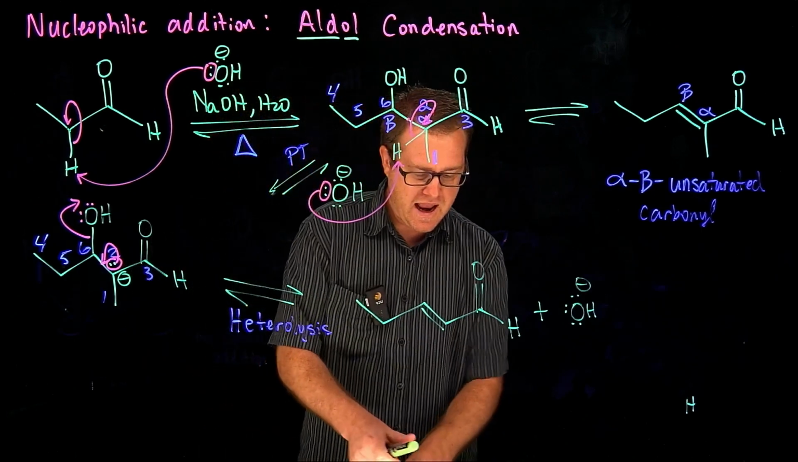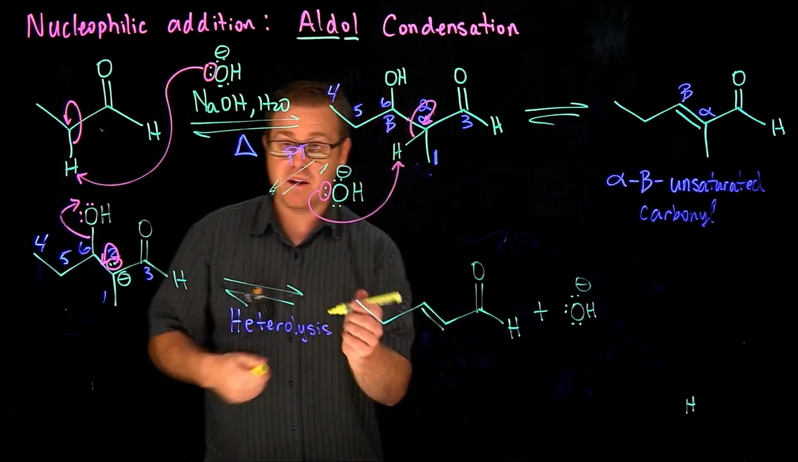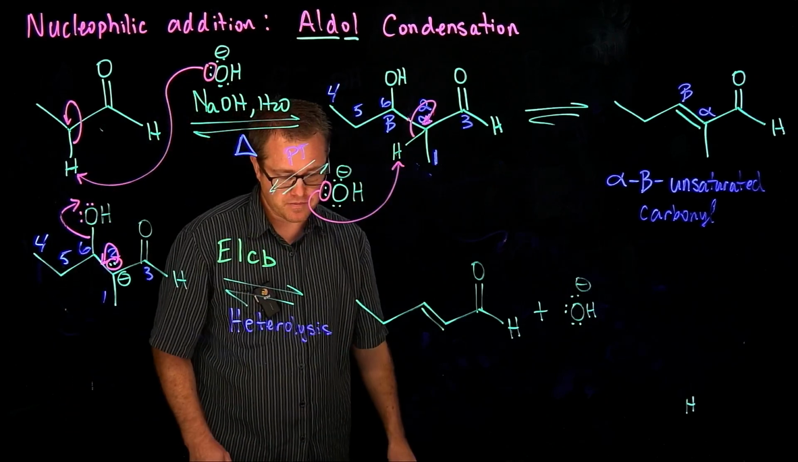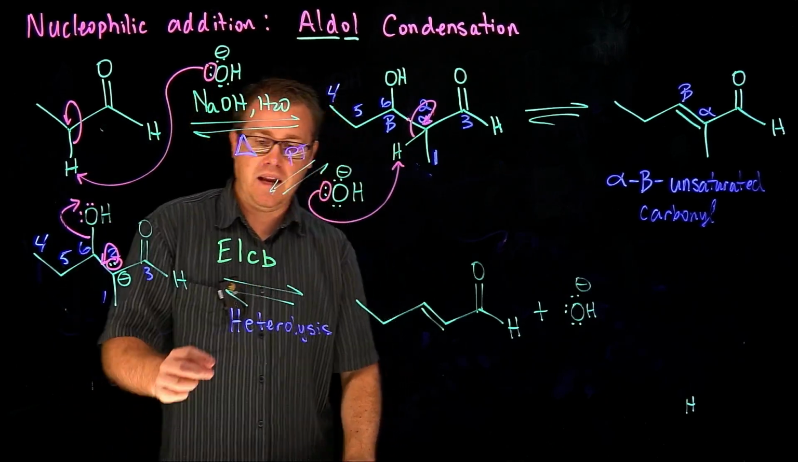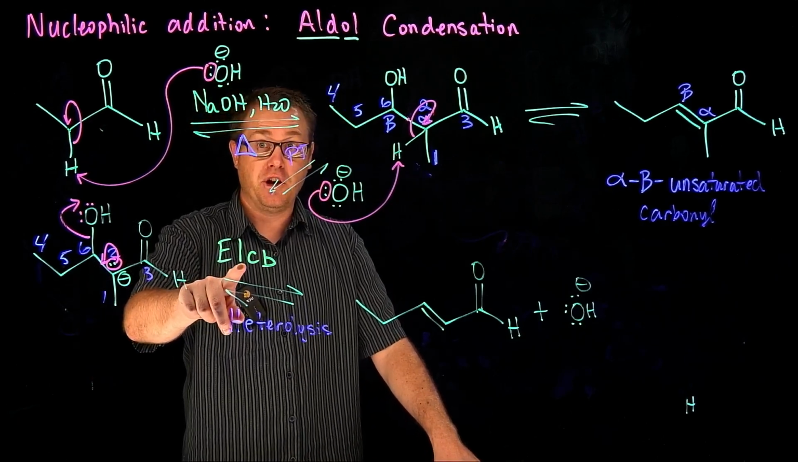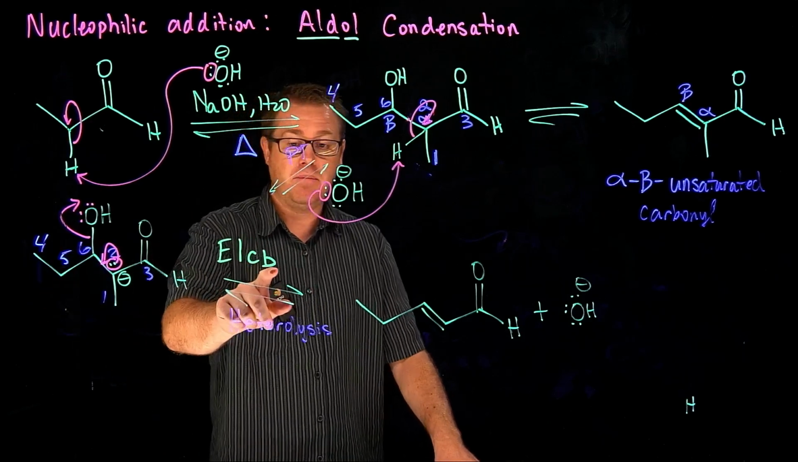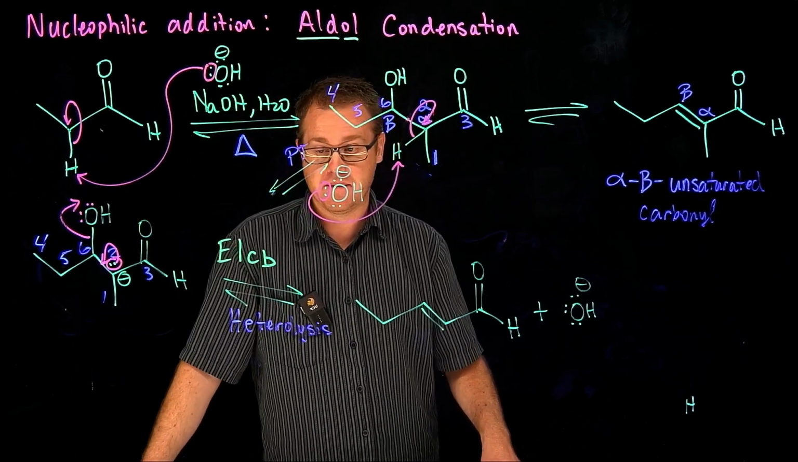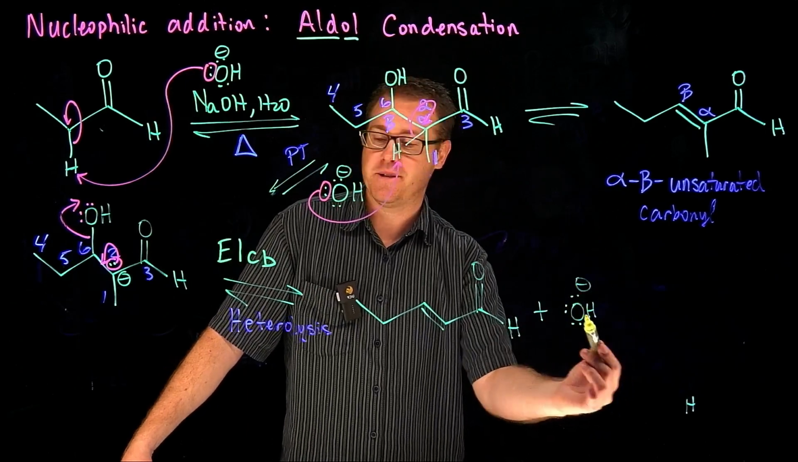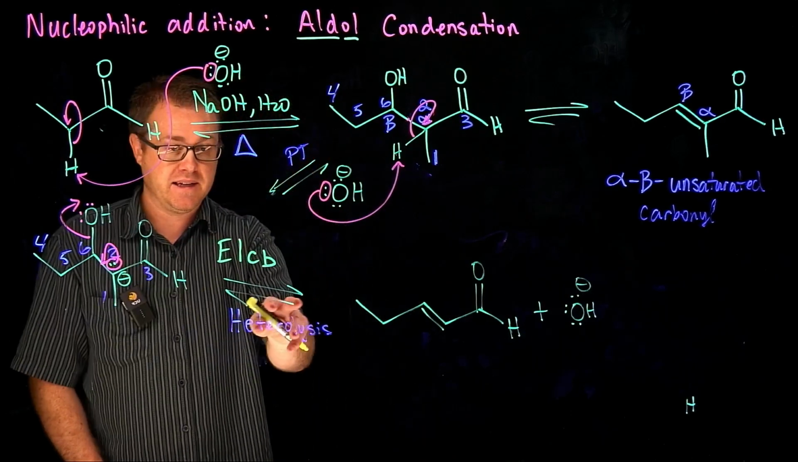The mechanism name for this step right here, we could call it a heterolysis because the group is leaving, but we could also call it an E1CB mechanism. Okay? And the E stands for elimination. The 1 stands for unimolecular because we're just dealing with one molecule right here. And the CB stands for conjugate base. And so that turns into our base right there. See that? So this is technically an E1CB mechanistic step.